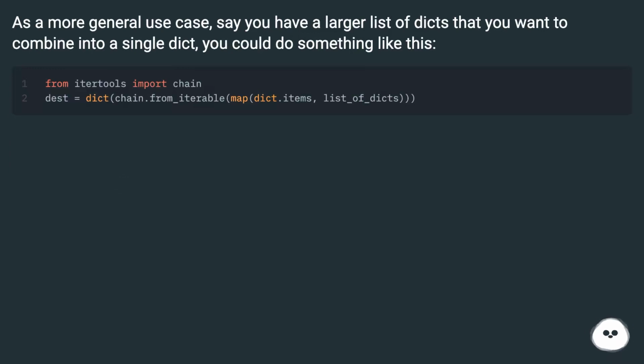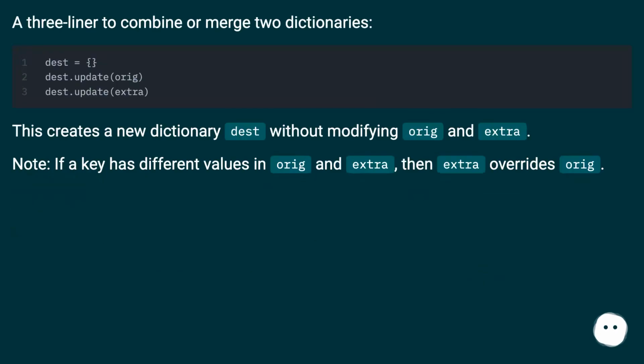As a more general use case, say you have a larger list of dicts that you want to combine into a single dict, you could do something like this. A three-liner to combine or merge two dictionaries. This creates a new dictionary dest without modifying original and extra. Note, if a key has different values in original and extra, then extra overrides original.